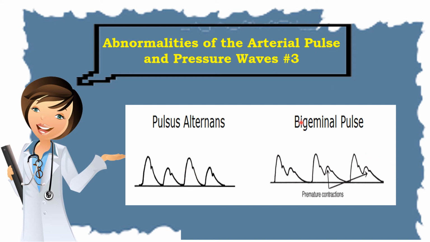Another is the bigeminal pulse. This disorder of rhythm may mimic pulsus alternans, so it is almost the same. It is caused by a normal beat alternating with a premature contraction.